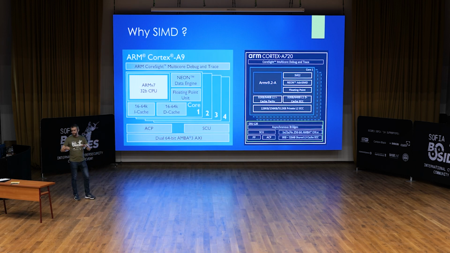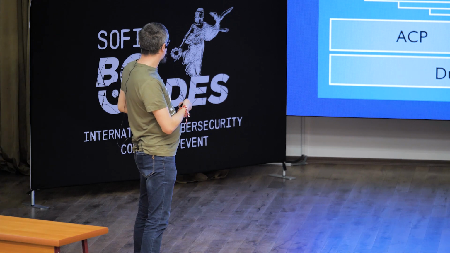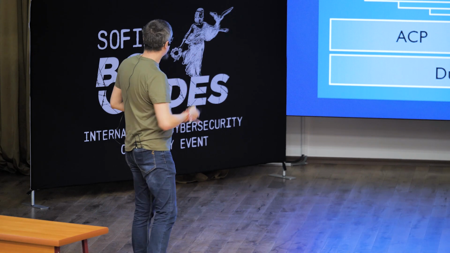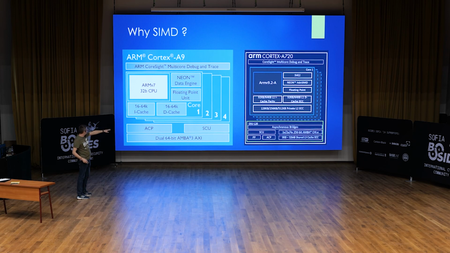So how does it look under the hood? This is an example of how ARM CPUs of different generations look. In general, we have this blue part, you see 1, 2, 3, 4. It means we have, for example, 4 cores, and each core has an ARMv7 32-bit CPU for calculation, Neon data engine, floating point, and some local cache. And after that, this part below is a memory bus for communication with external memory and external resources.